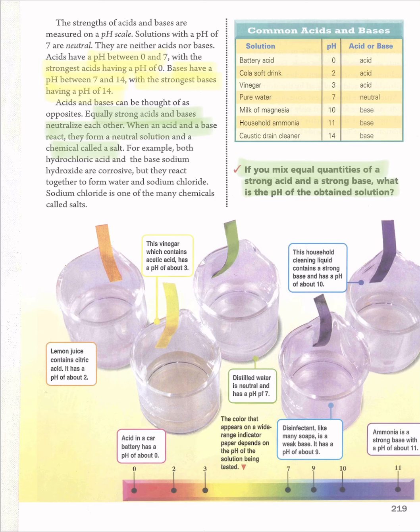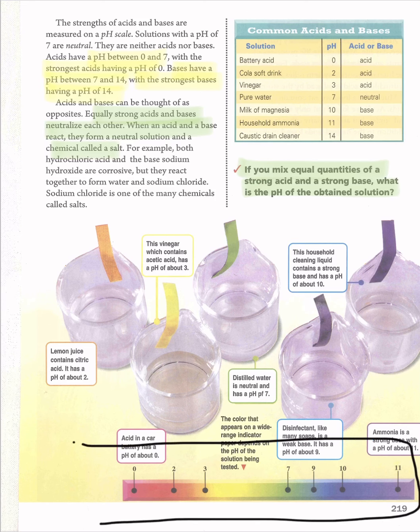Here we have an indicator. It's a wide range indicator, which is marked by numbers. Those numbers are pH numbers, the pH scale. And these colors are the wide range indicator. By these colors, we can indicate the strengths of acids and bases.